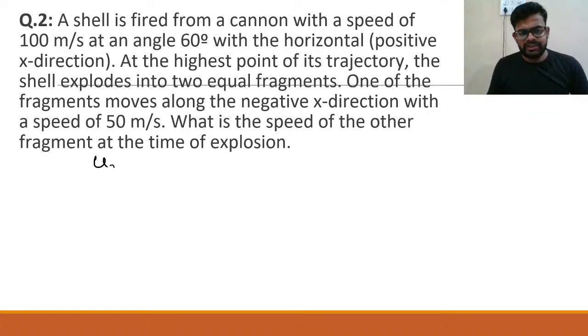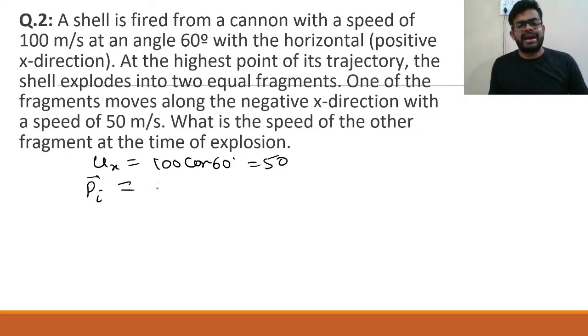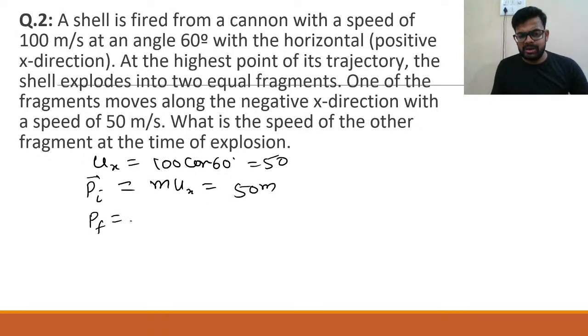Okay, so ux is equal to u cos theta. So u is 100, cos 60 degree, that is 50. So I will write the initial momentum. Initial momentum at maximum height, just before the blast, is m into ux, which means 50 m. And the final momentum is m by 2 into minus 50, which means m by 2 into v1 plus m by 2 into v2. So m by 2 into v2 we need.